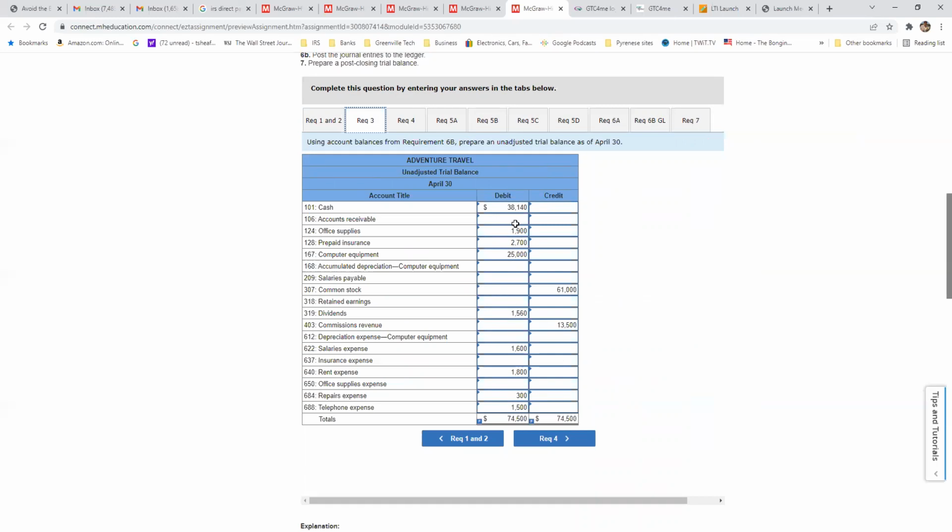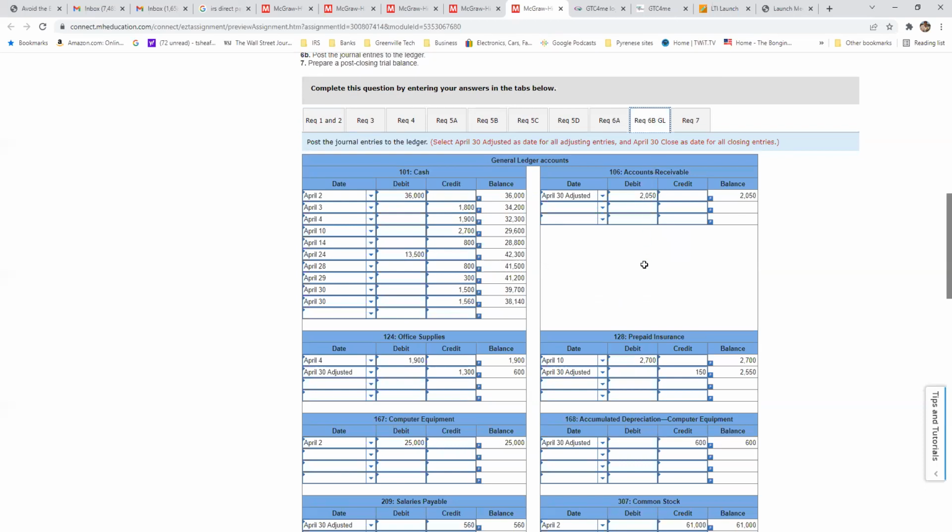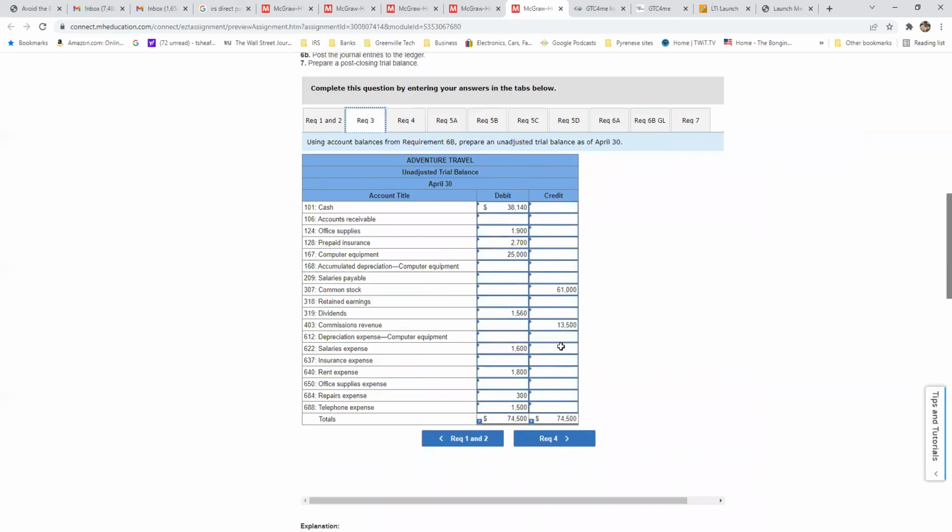Now, let me point out something to you. On this screen I'm showing you with the T accounts, these also include your adjusted entries. So this isn't what it's going to look like when you get done. This is what it's going to look like, less April 30th, where you have your adjusted entries. Okay. But it's not going to be as full, I guess, is what I'm trying to say, when you start to put together your unadjusted trial balance.